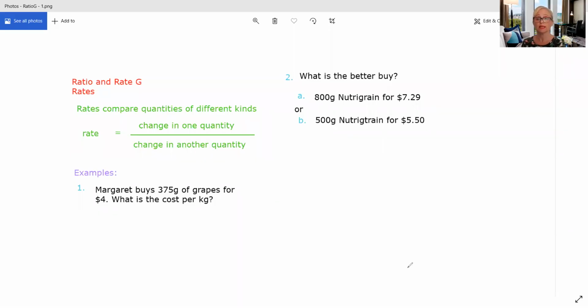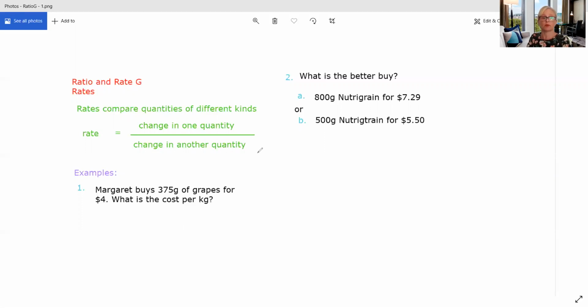We're doing a series of videos about ratio and rate, and we're now up to the point where we can start talking about rates. A rate is similar to a ratio, however, a rate compares quantities of different kinds. Probably the most common rates that you will be used to in everyday life are things like dollars per kilo, kilometres per hour, dollars per hour. If you're talking about a part-time job, how many dollars you earn every hour, that sort of thing. So a rate is the change in one quantity divided by the change in another.